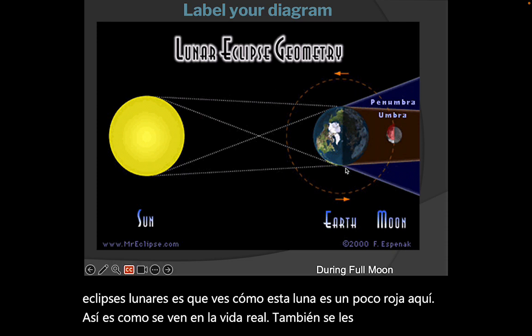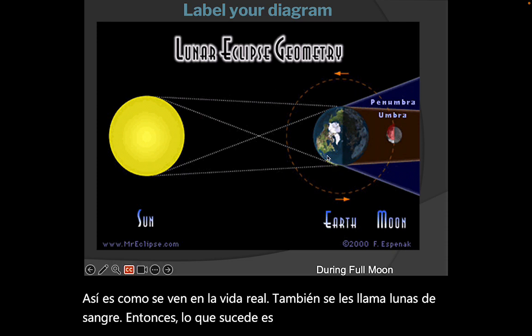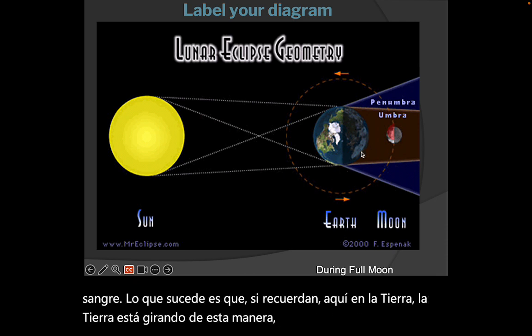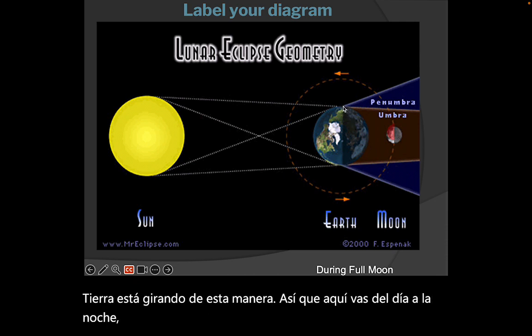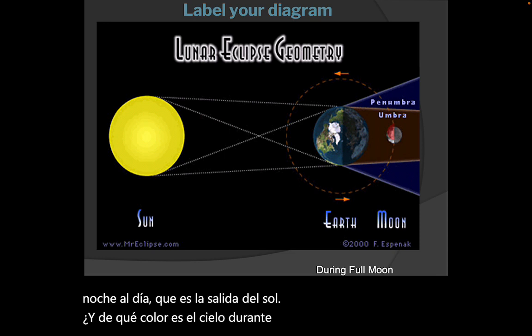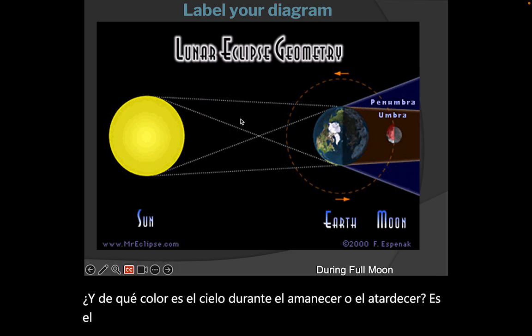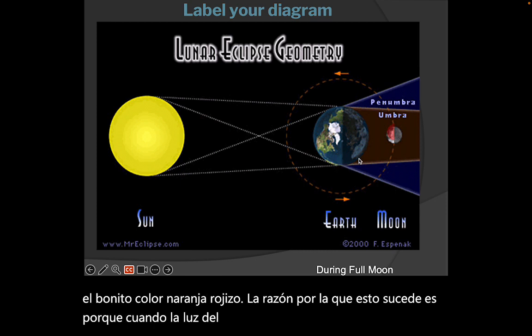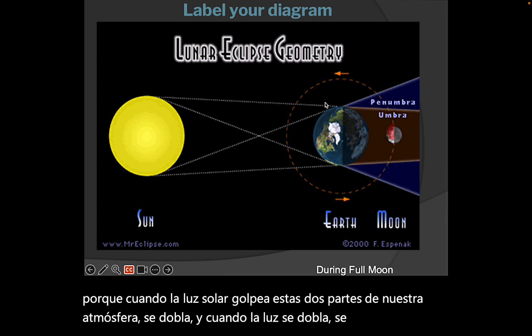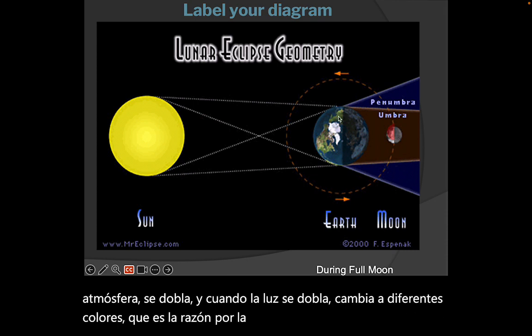So what happens is, if you remember, right here the Earth is spinning this way. So right here, you're going from day into night, which is sunset. And then up here, you're going from night into day, which is sunrise. And what color is the sky during a sunrise or sunset? It's the reddish orange pretty color. The reason this happens is because when the sunlight hits these two parts of our atmosphere, it bends, and when light bends, it changes into different colors, which is why you see sunrises and sunsets as those pretty orange red colors.